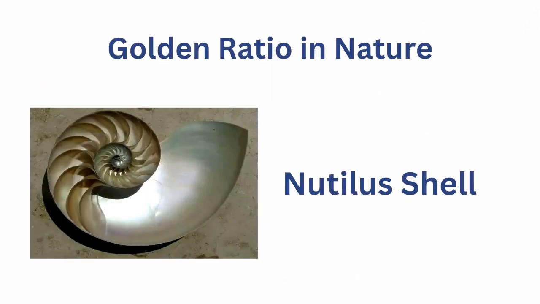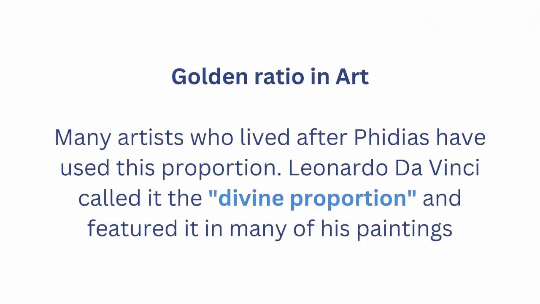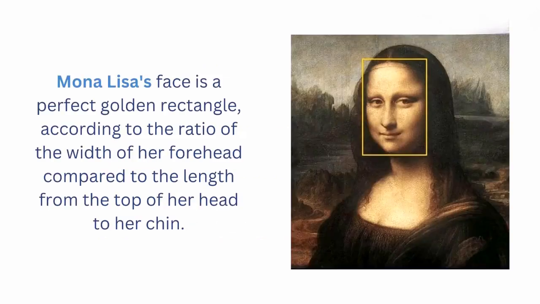Golden ratio in nature. Nautilus shell also represents golden ratio. Golden ratio in art. Many artists who lived after Phidias have used this proportion. Leonardo da Vinci called it the divine proportion and featured it in many of his paintings. Mona Lisa's face is a perfect golden rectangle, according to the ratio of the width of her forehead compared to the length from the top of her head to her chin.